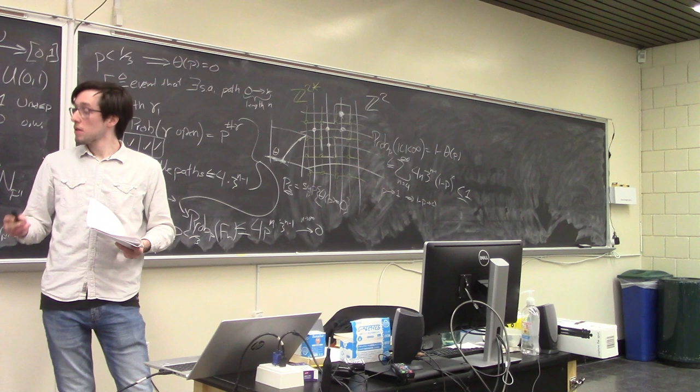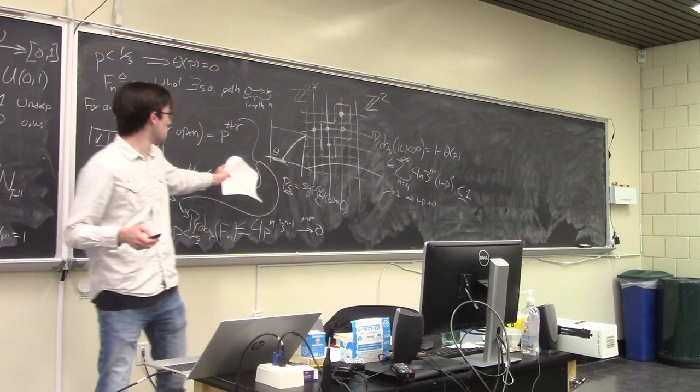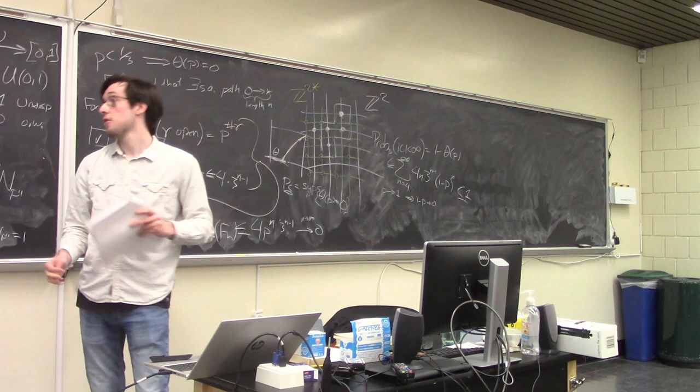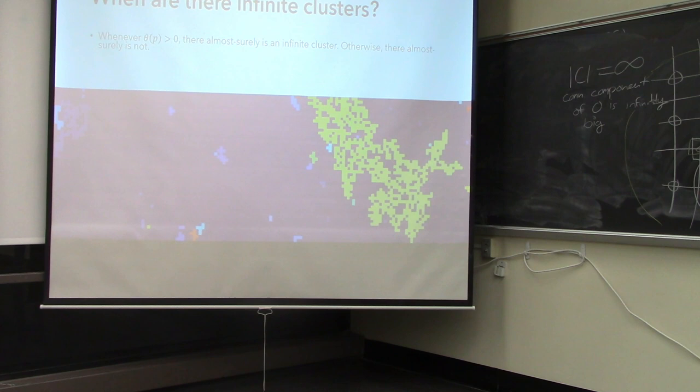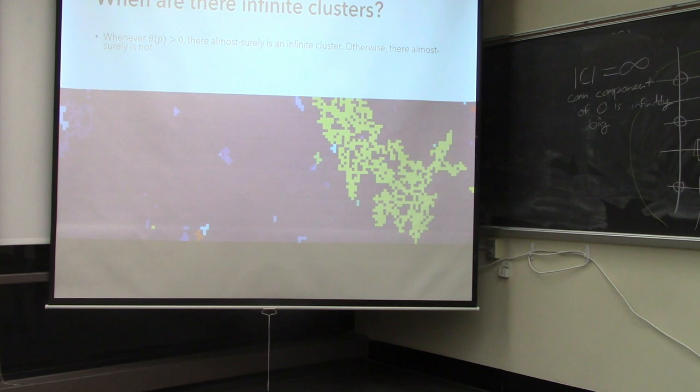So, okay, now I want to talk about why this thing being non-zero matters. The fact that theta p is positive means that almost surely there's an infinite cluster. Of course, with probability zero, everything could be zero, and this is a legal outcome, but it's not probabilistically likely to happen. So we have to say almost surely, meaning with probability one, there is an infinite cluster.